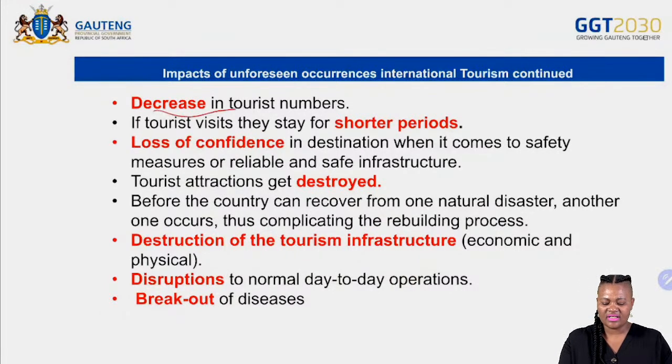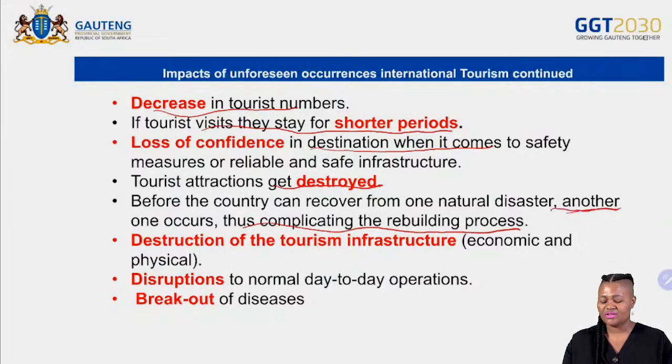And then there'll be a decrease in tourist numbers. If tourists visit, they stay for shorter periods due to the unforeseen occurrence. There could be a lack of confidence in the destination when it comes to safety measures. Tourist attractions can get destroyed. Before the country can recover from one natural disaster, another one occurs, thus complicating the rebuilding process. As we've seen, we've suffered from floods here in South Africa, in KwaZulu-Natal and other provinces, such as the Eastern Cape. They find that the infrastructure is rebuilt, and then comes the floods again during the rebuilding process, which can be a negative impact that they suffer from.